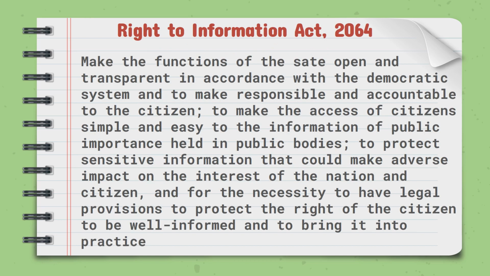What is the philosophy behind right to information law? The preamble of Right to Information Act 2064 runs: to make the function of the state open and transparent in accordance with the democratic system and to make it responsible and accountable to the citizen, to make the access of citizens simple and easy to information of public importance held in public bodies, to protect sensitive information that could have adverse impact on the interest of nation and citizen, and for the necessity of having legal provision to protect the right of citizen to be well informed and to bring it into practice.